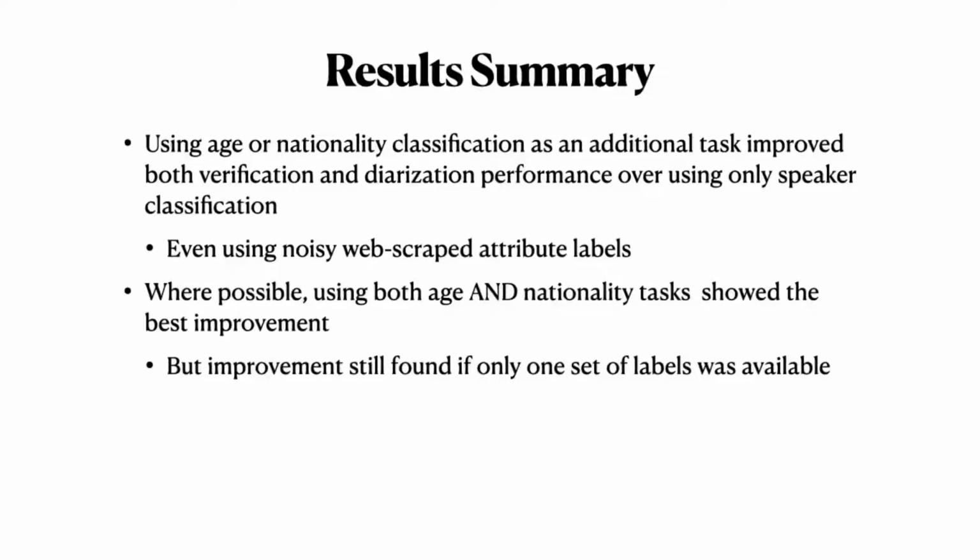So, in summary, using age or nationality classification as additional tasks improves verification and diarization performance. This was achieved using web scraped labels, which are most likely noisy. Where possible, using more auxiliary labels yielded the best performance, but improvements were still found when only one set of auxiliary labels was utilized. And we think this supports our hypothesis that encouraging the embedding space to conform to what we have some prior belief makes up speaker identity, increases robustness and generalizability.